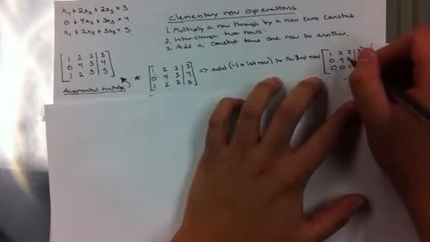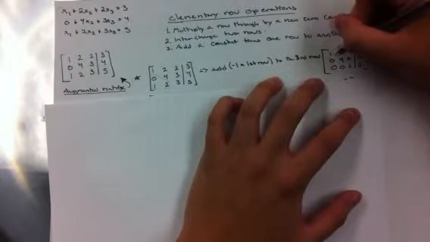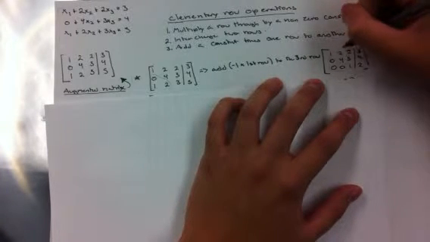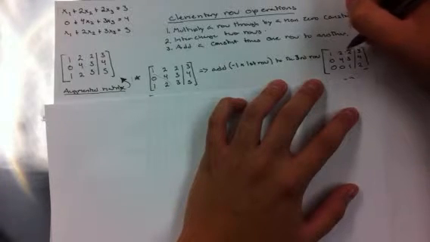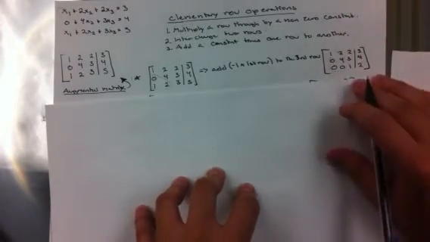Now, everything below this main diagonal is all zeros. Before we continue, we want the main diagonal to be all ones before we can make everything above the main diagonal zeros. And I will continue this in the next video because of time constraints.